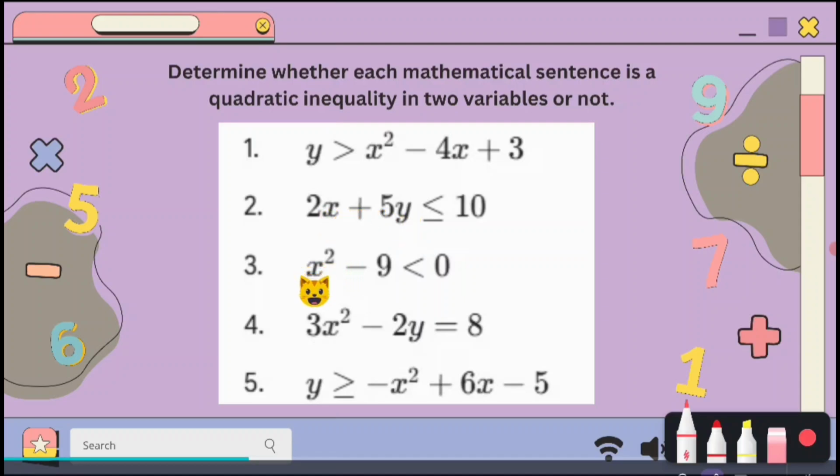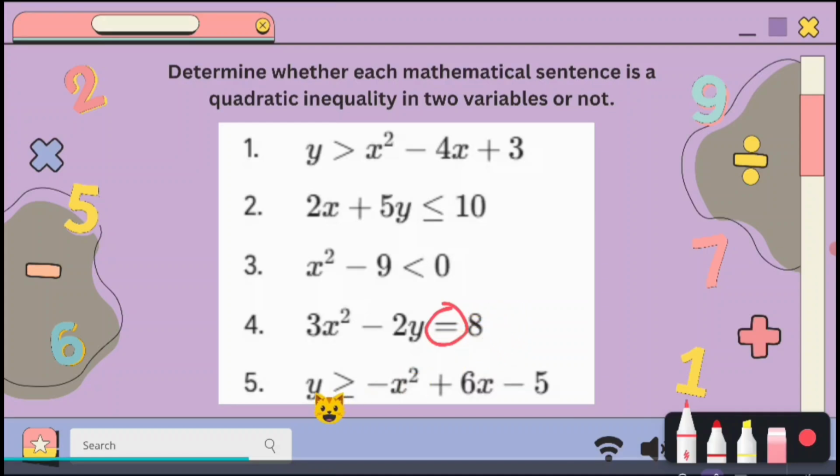Number 3, we have x squared minus 9 is less than 0. So, ang ating highest degree dito ay 2 at ang kanyang inequality ay less than, that means it is a quadratic inequality. Number 4, 3x squared minus 2y is equal to 8. As you can see, meron tayo dito equal sign. That means, it is a quadratic equation. So, hindi siya quadratic inequality.